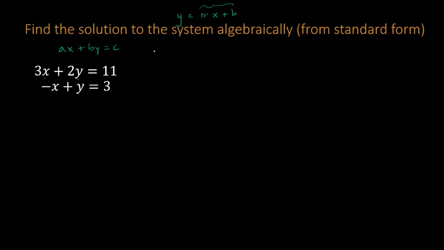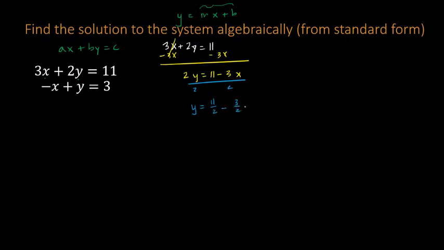So let's do that. So I've got 3x plus 2y equals 11. And I want to put this in slope-intercept form. So what will that look like? Well, I'll have to move 3x to the other side of the equation. I get 2y equals 11 minus 3x. And then I'll divide both sides of the equation by 2. And I get y equals 11 over 2 minus 3 over 2x. So that is my equation in slope-intercept form.